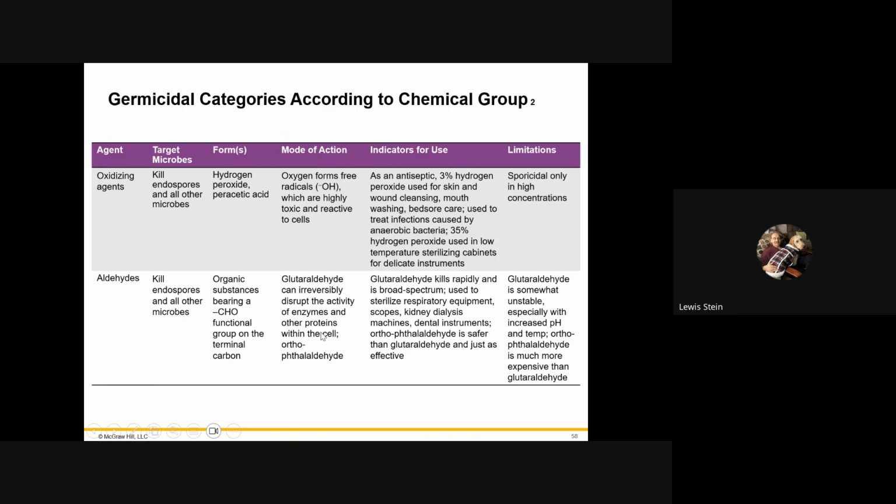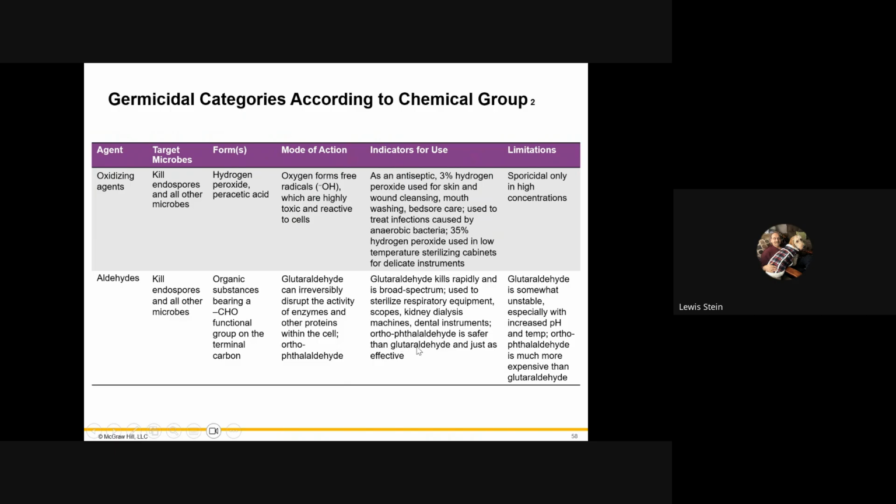Aldehydes, I mentioned that in passing. It is a very, very useful agent. The big problem with this, and it's sporicidal, the way that it works, is this ortho-phthalaldehyde, I don't know how to pronounce it properly, is probably not as strong, but a little more user friendly these days. Look at what they use it for, and this is what we use it for. It's just as effective.